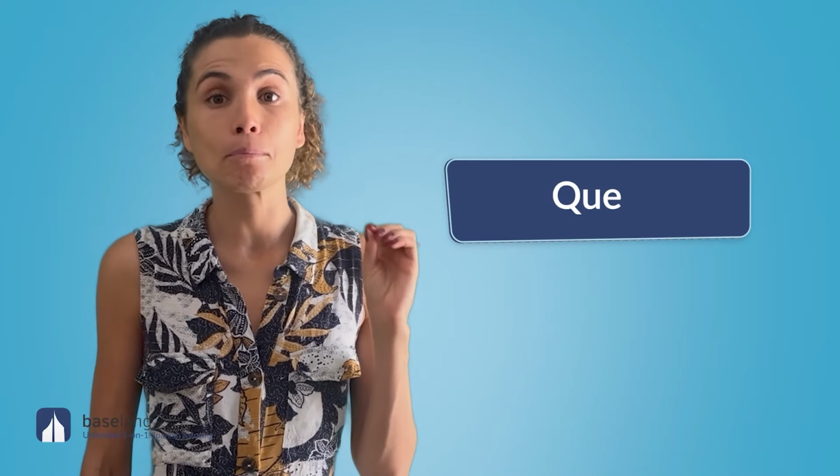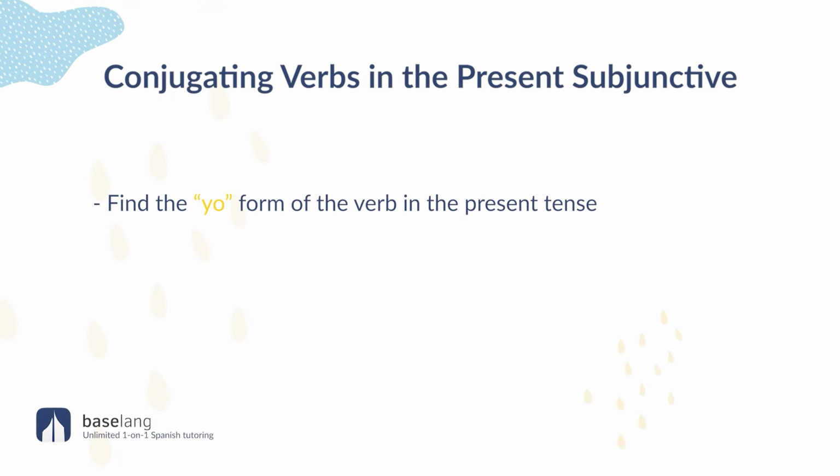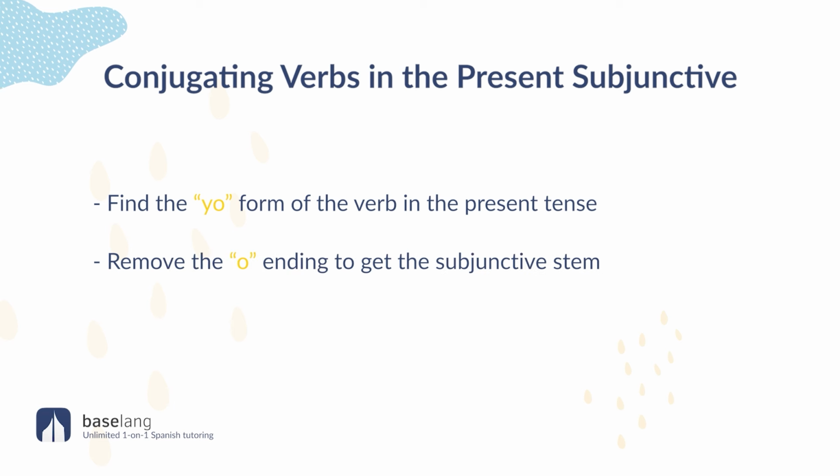Did you notice how each example includes que before the verb? This is a key part of using the subjunctive in Spanish. The word que signals that what follows is not a statement of fact, but rather a wish, doubt, or emotion. All right, so how do you conjugate verbs in the present subjunctive? It's simple. Here's how you do it. First, find the yo form of the verb in the present tense. Remove the O ending to get the subjunctive stem. Then you add the right verb endings to match whoever is doing the action.